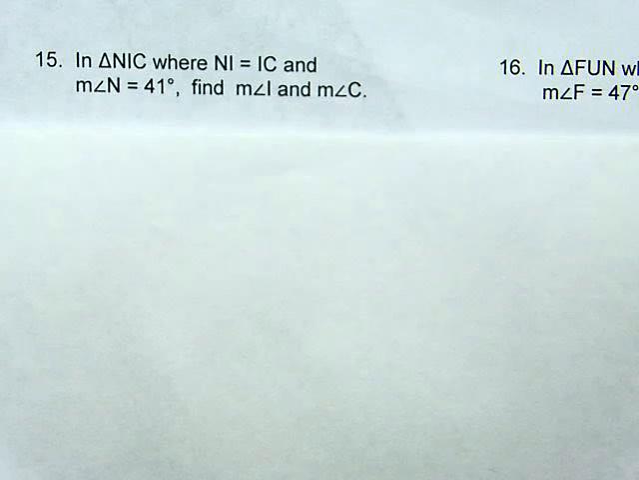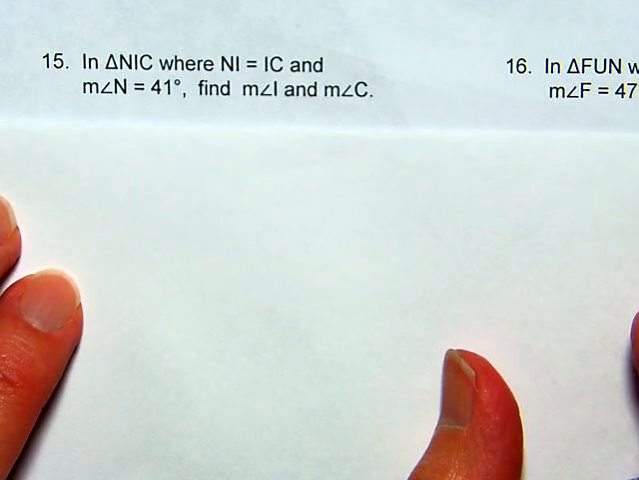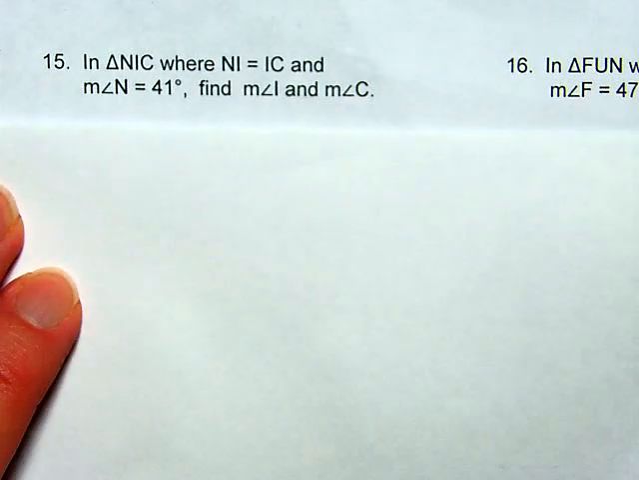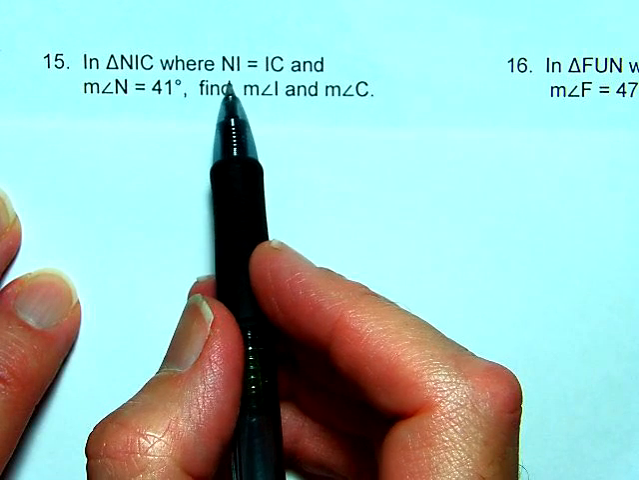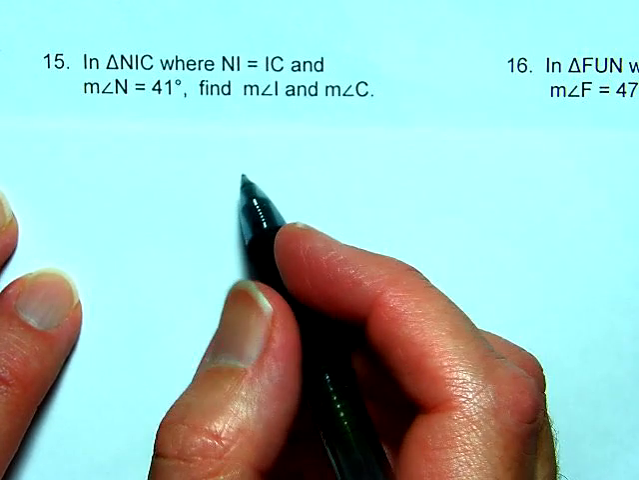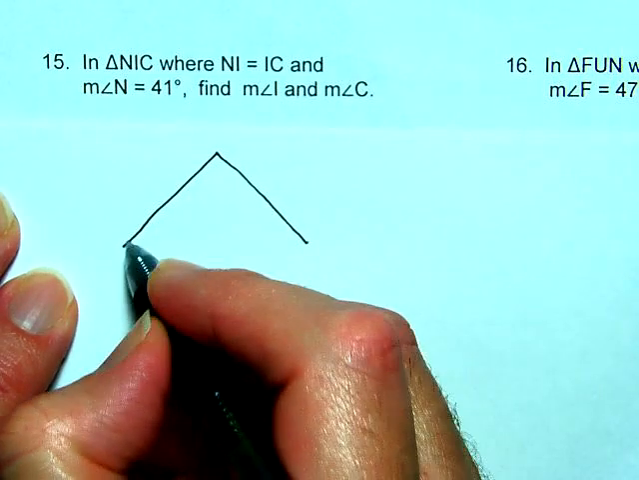Problem number 15 is another word problem. In triangle NIC, where NI equals IC. So let's draw this. NIC, where NI equals IC. Well, if NI equals IC, then we're dealing with an isosceles triangle, right? Two sides have equal measure. So NI and IC would then be the two sides that have equal measure.